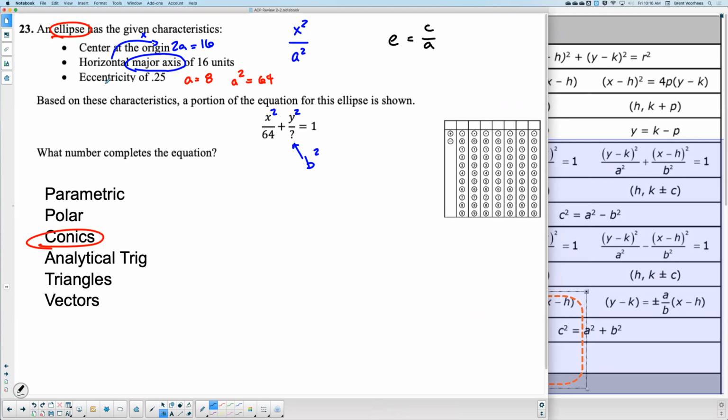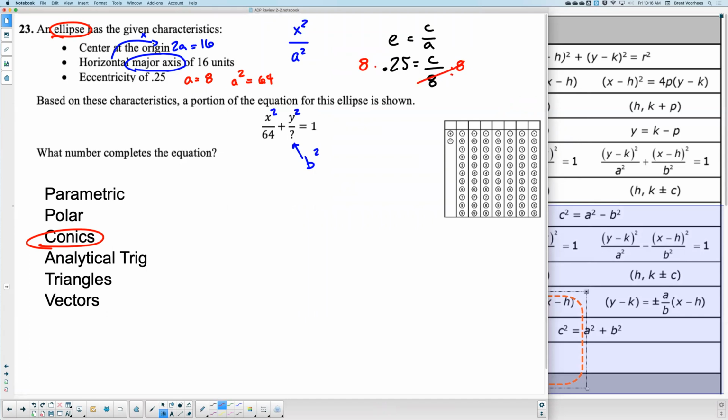I want to plug in what we know. The eccentricity is 0.25. That's the E. We don't know C, but we do know A. What was A? 8. So how do you get C isolated? Say with me, Alexander. What do we do here? Multiply by 8. Okay, what do we get when we multiply by 8?